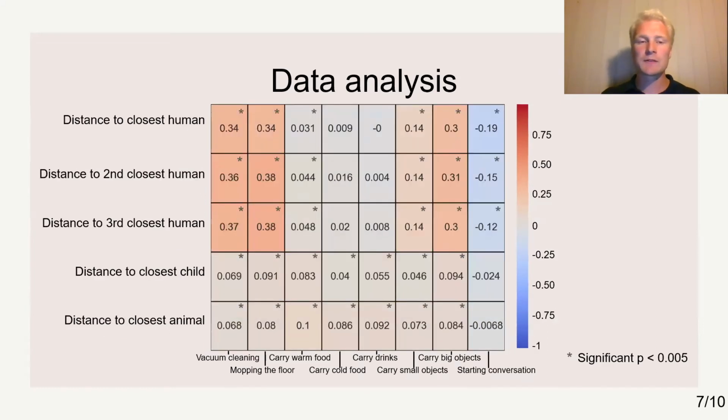We could look further into the distance features and see the same relationship here. If you look at distance to the closest human, distance to the second closest human, or distance to the third closest human, we see that the intrusive actions are deemed to be more appropriate when executed further away. On the other hand, starting a conversation is deemed less appropriate as the distance from the humans increases.